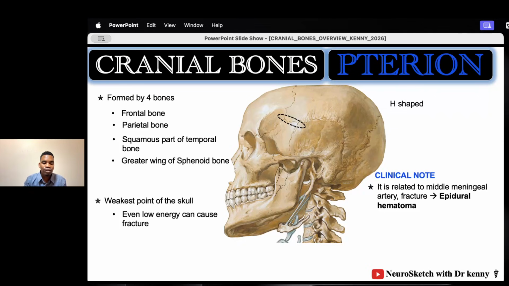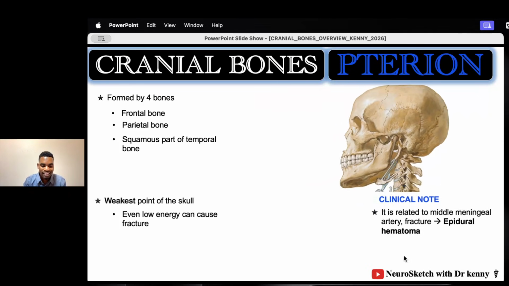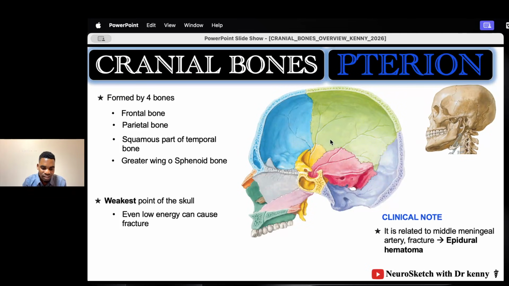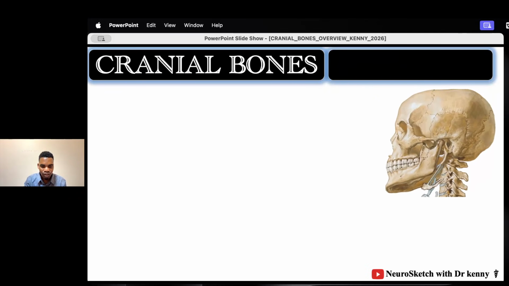Now, if you see from inside the skull, you can see this is the region which is called the Pterion, formed by 4 bones: frontal, parietal, temporal, and sphenoid bone here, and it is the weakest point, and is related to the branches of the middle meningeal artery. So damage or fracture to this region can result in rupture of these vessels, resulting in a buildup of blood, which is called the epidural hematoma.